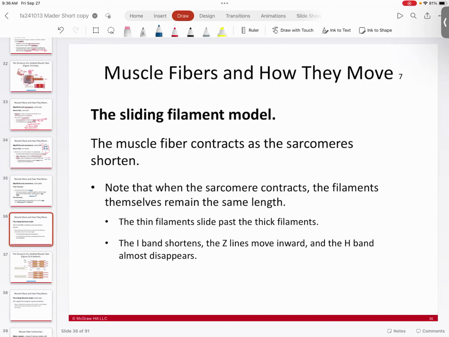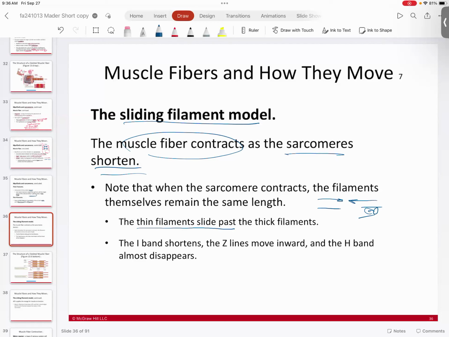So basically, the sarcomeres will shorten, and when the sarcomeres shorten, the muscle fiber shortens, and then the whole muscle shortens, and that creates tension. In what we refer to now as the sliding filament model, the thin filaments slide past the thick filaments, kind of like a tug of war. The thick filaments, that is to say the myosin heads, grab a hold of the actin and form these cross bridges. They pull and pivot their head like this, and that pulls the actin in toward themselves.